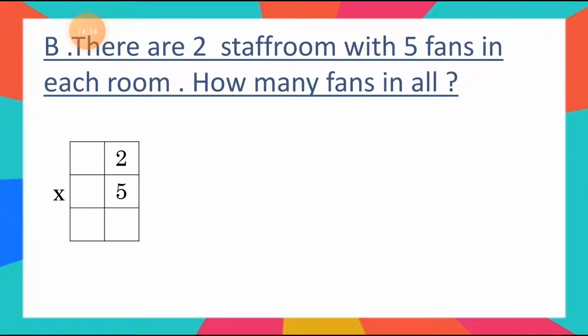So we have to write down that there are 2 staff rooms and there are 5 fans in each. 2 fives are 10 and 5 twos are also equal to 10. So here we are getting the answer, the product is 10. 5 twos are equal to 10 and 2 fives are also equal to 10.